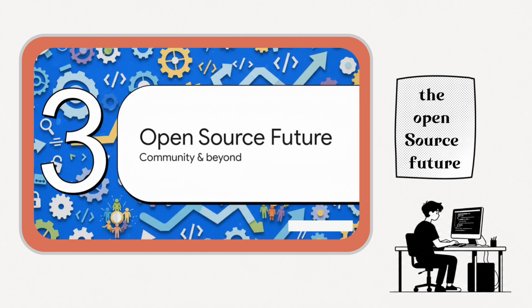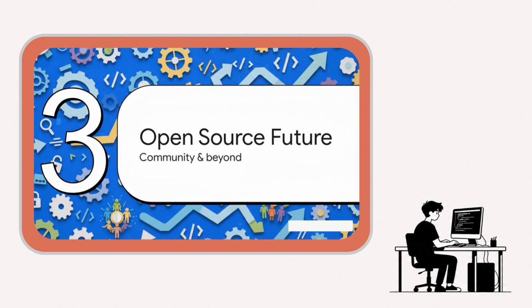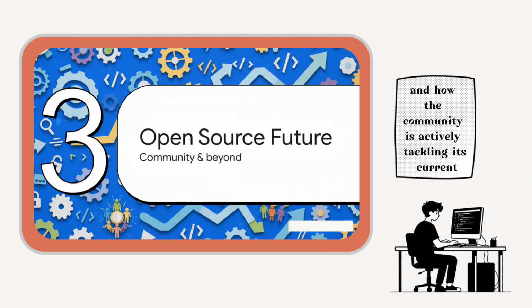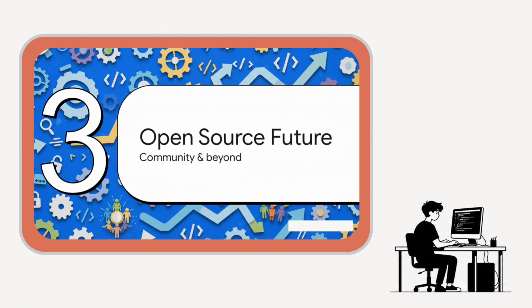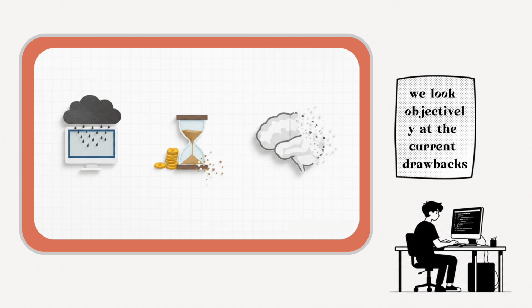Section 4. The open source future. Let's look at where this project is heading and how the community is actively tackling its current experimental limitations. Because it's important we look objectively at the current drawbacks.